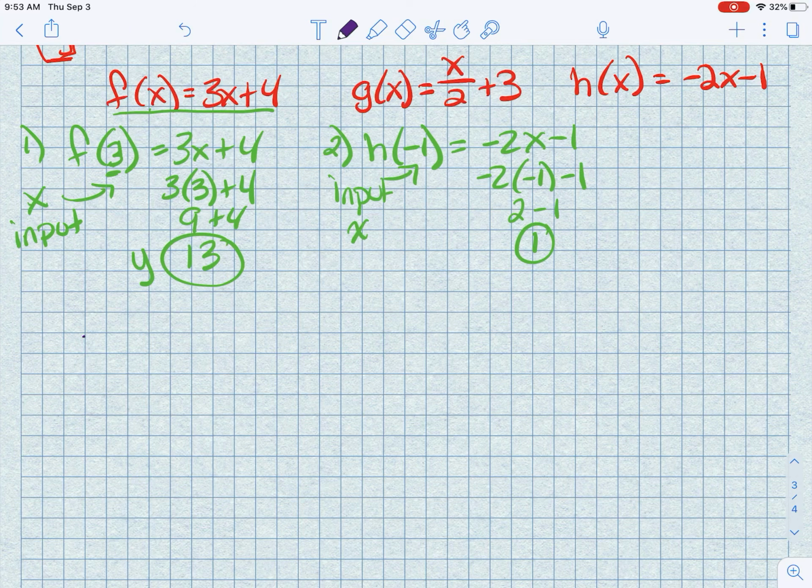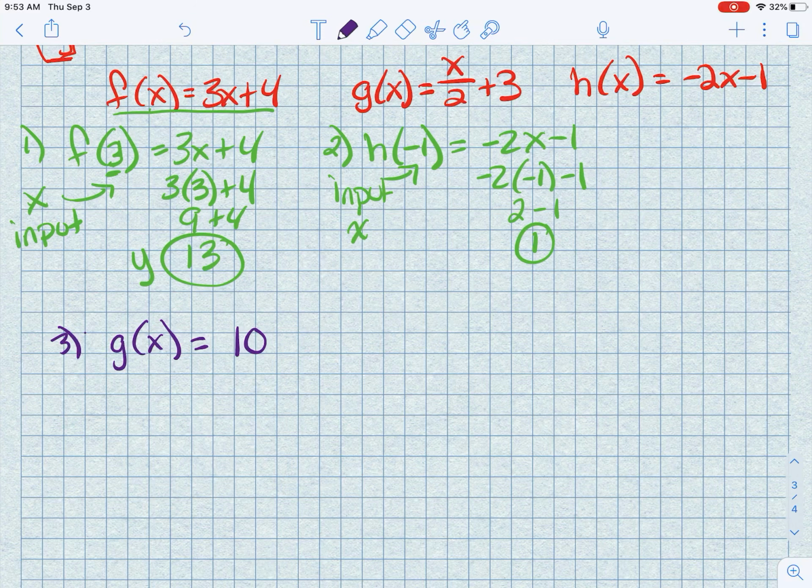Let's do g of x equals 10. Well, now, what's that 10?